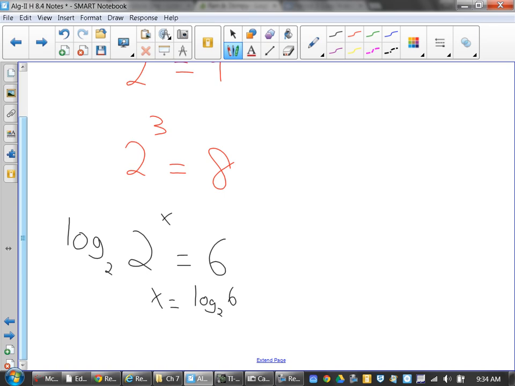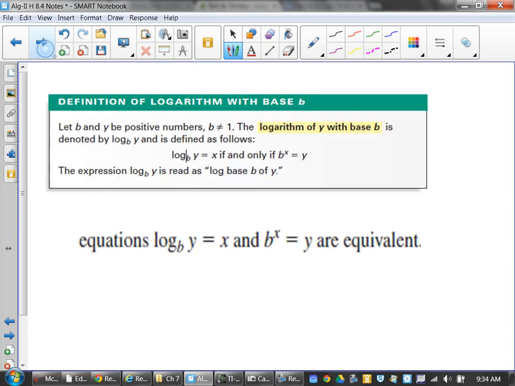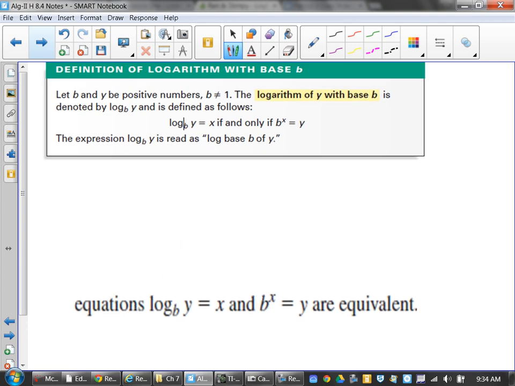What's happening here is that we're going to use what are called logarithms. And logarithms are basically this: you have log of some base b of y equals x. And what this means is how you would set up the same scenario of b to some power.